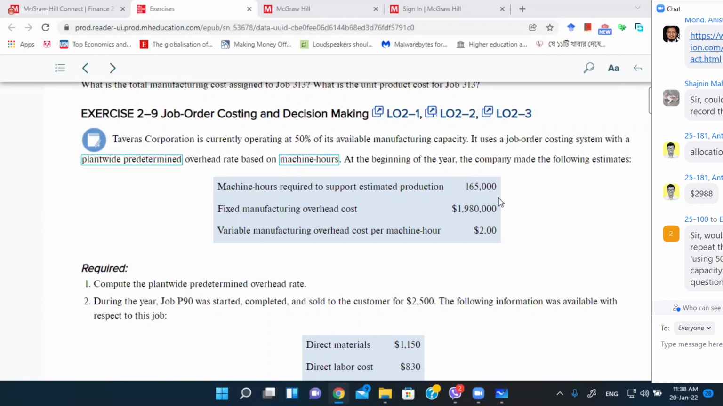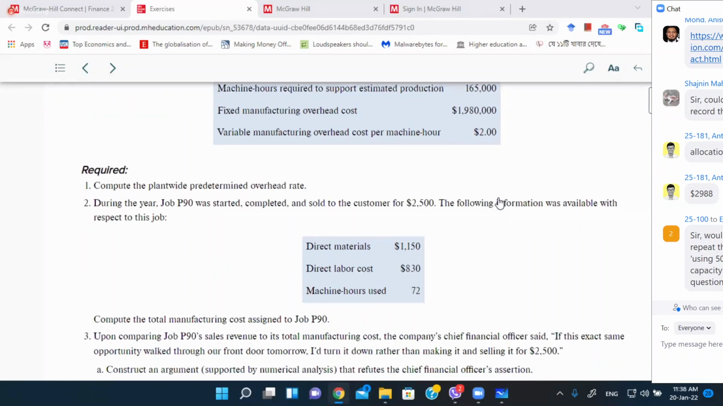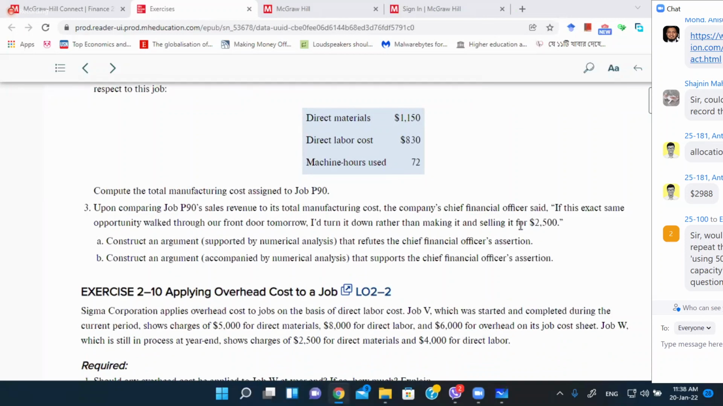I'll show you in more detail in requirement number 3, because there is some more discussion we need to make for this issue. So this issue will help us to find the answer to refute or to support the CFO's argument or CFO's assertion.